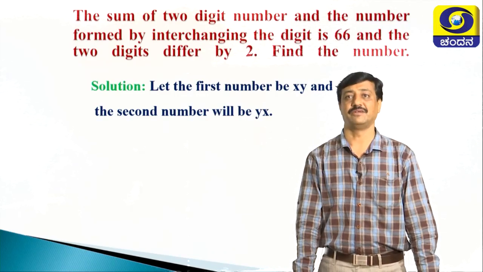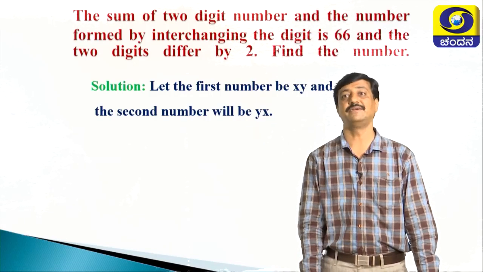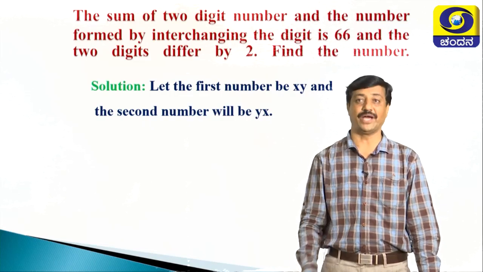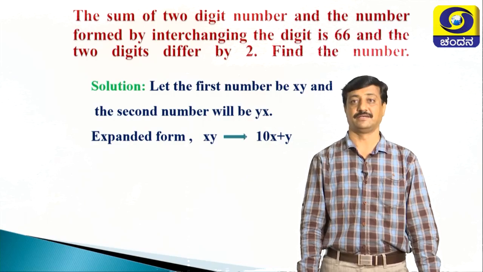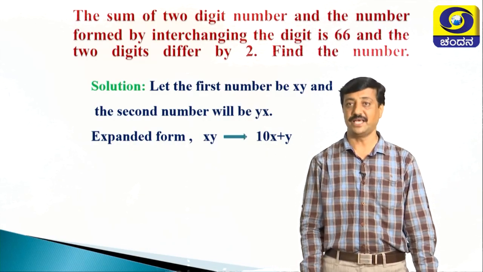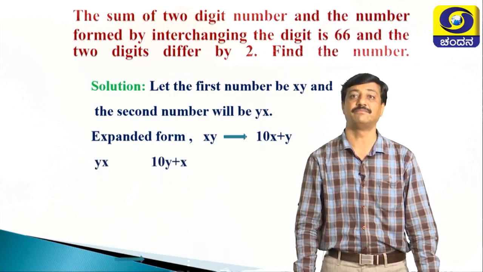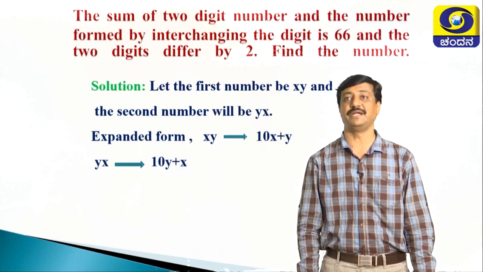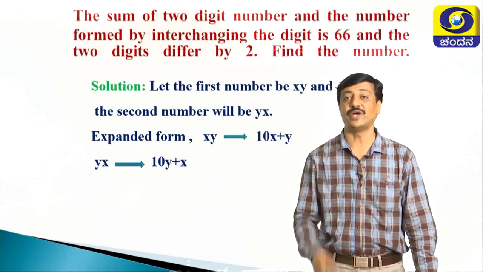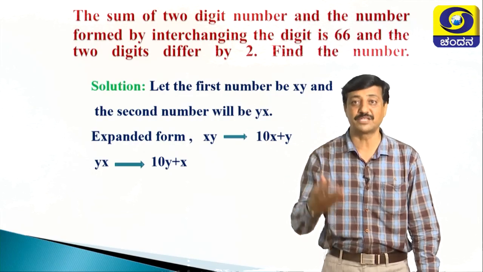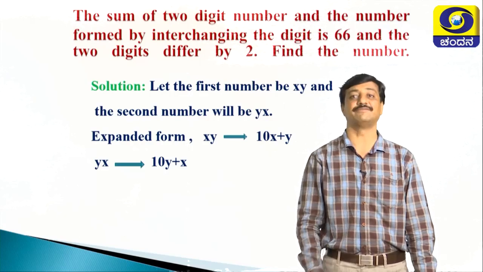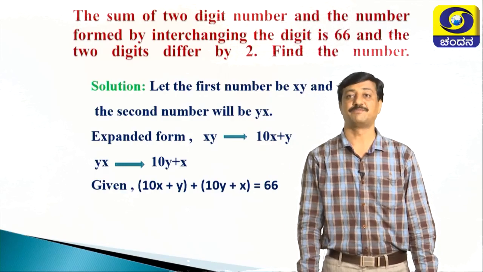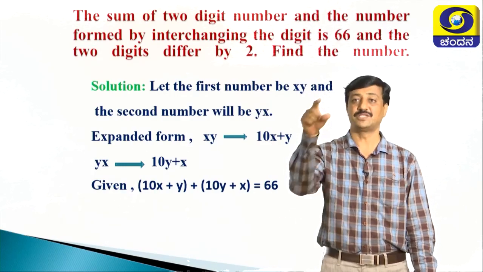It is given in the question that we have to add both the numbers, first and second, after writing them in expanded form. You can write xy in expanded form as 10x plus y. In the same way, the second number in expanded form becomes 10y plus x. According to the first statement, you have to add both the numbers, which means adding their expanded forms: 10x plus y plus 10y plus x equals 66.